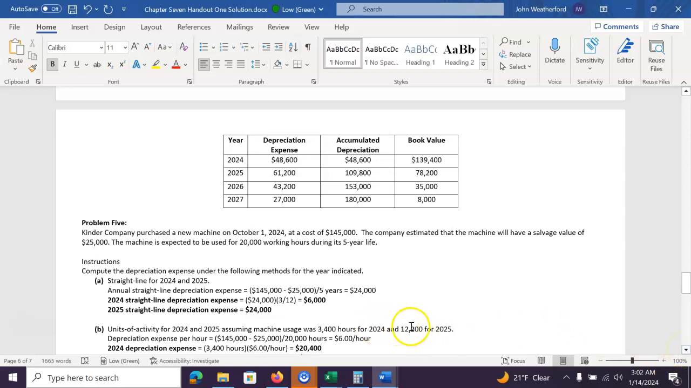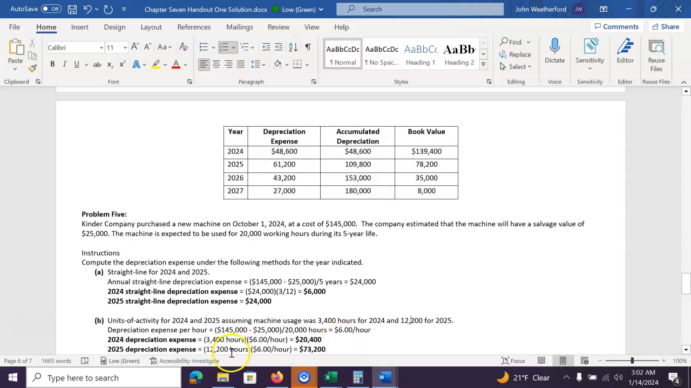And then the equipment was used for 12,200 hours in 2025. We'll just multiply that by our $6 rate, and that gives us $73,200 in depreciation in year 2, or 2025.